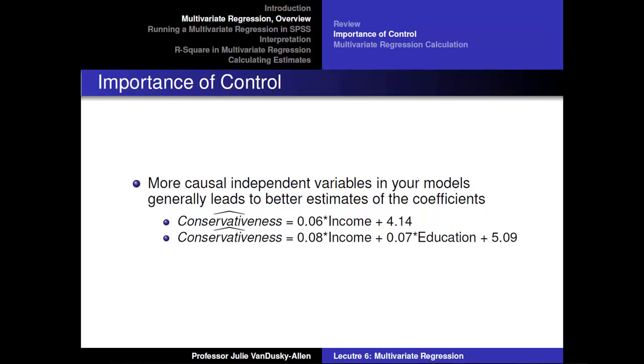Now, we could say that education also has an important impact on how conservative a voter is, but we did not include that in our bivariate regression. So, to take this new information into account, we add education to our model and run a multivariate regression. As you can see, the b hat for income gets bigger. Because we did not include education in our first model, we underestimated the effect that income has on conservativeness.